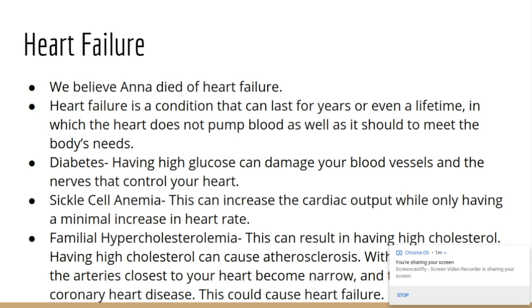She went to the doctors because she was gaining weight quickly and had a side effect of fatigue, and they were not sure why, and then they realized it was sickle cell anemia, and this can increase the cardiac output while only having a minimal increase in heart rate. And Anna also had cholesterolemia, which is a hereditary thing, and this can result in having high cholesterol.